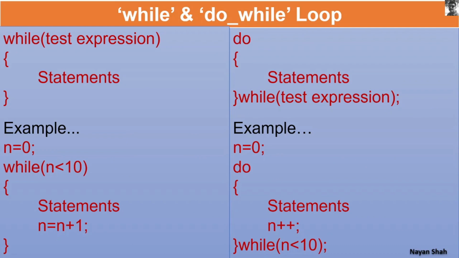So these are the examples. The left-hand side shows the syntax of while and an example of while, and the right-hand side shows the syntax of do while and an example of do while. The syntax of while is while, and we write the test expression, and then within curly brackets we write the block of statements. For example, let's say n = 0, so initially n is 0.